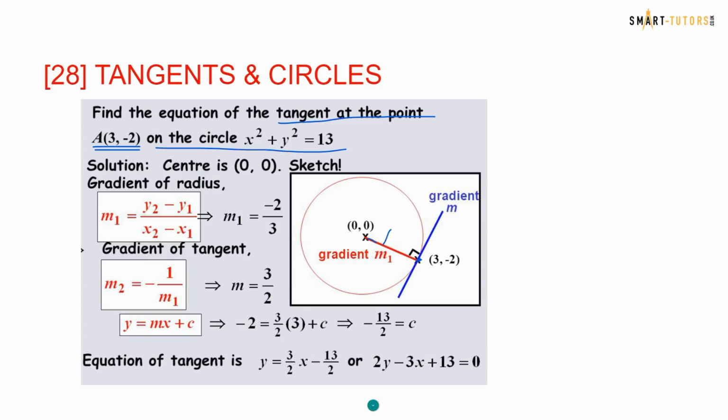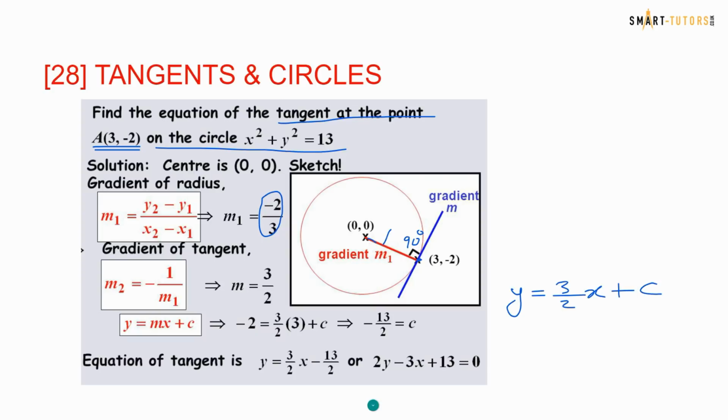That is the gradient. And if we want to find the tangent's gradient, the tangent line and the radius are at 90 degrees, which is perpendicular. We already studied perpendicular lines: the negative reciprocal. So minus 2 upon 3, negative reciprocal means minus becomes plus. If you flip, 2 upon 3 becomes 3 upon 2. So the equation is y equals 3 upon 2 x plus c.